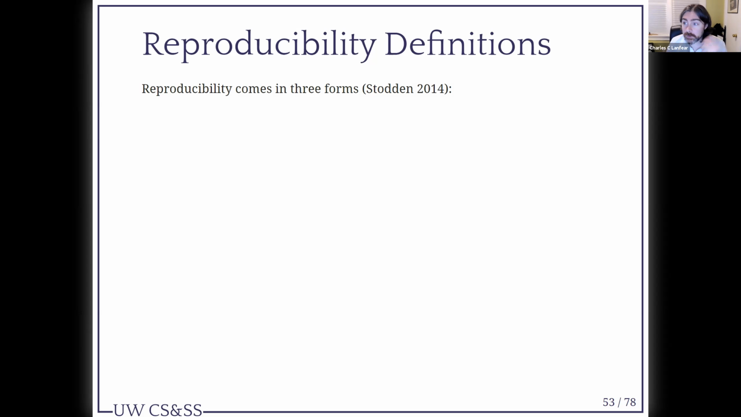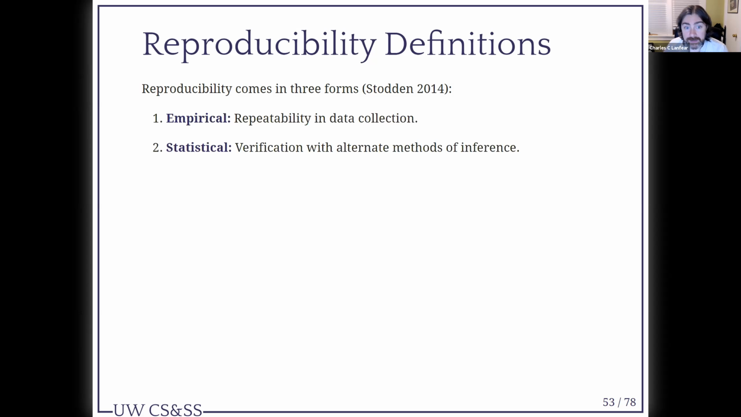Okay, so reproducibility, 3 forms. Empirical reproducibility just means repeatability in data collection, right? This just means whatever is used to generate the data is documented and produces the exact same results when repeated, okay? Next thing is statistical reproducibility. This is verification with alternate methods of inference. So if you run a slightly different model, or you specify the model differently, it will generally give the same sort of reproducible results, okay?